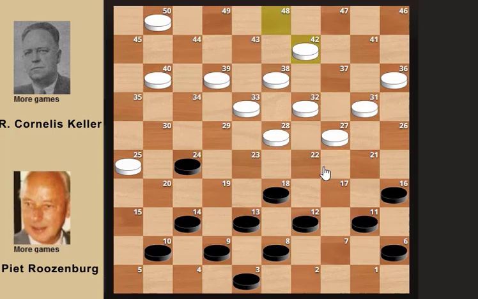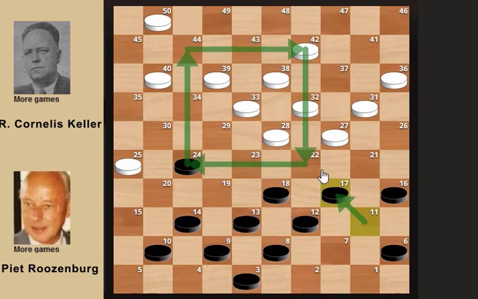And then Keller replied to this move by playing 48, 42. Roozenburg responded by playing 11, 17. So when we draw the square again, we see that the vertex at 22 is surrounded by 17 and 19. So we need to take this position over here. We need to take 17 here. So this is the move Roozenburg made by playing 11, 17.